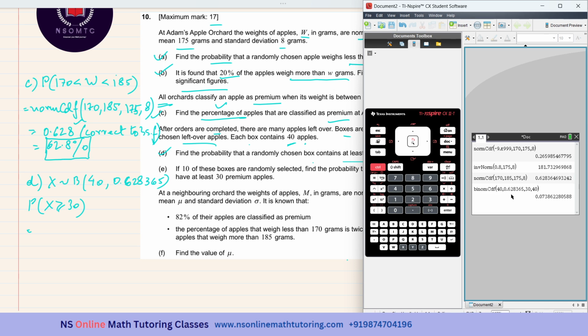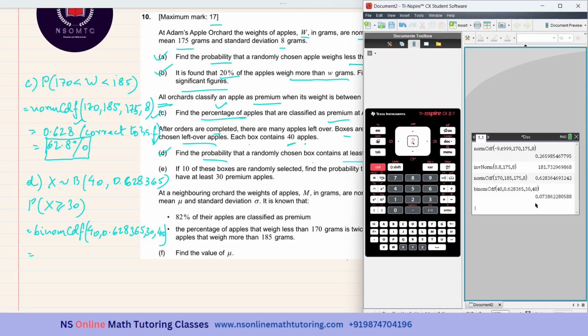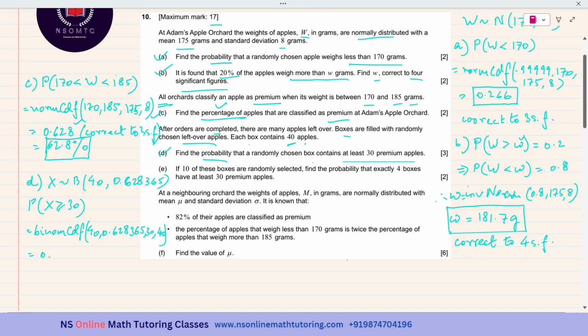So binomial CDF: 40, that is the number of trials, then the probability of success, and then the lower bound is 30 and the upper bound is 40. So this is equal to 0.0739, correct to 3 significant figures. So this is the answer for subpart D, correct to 3 significant figures.